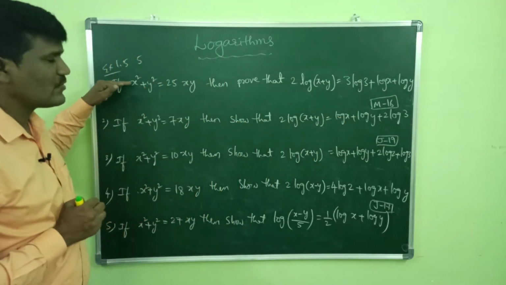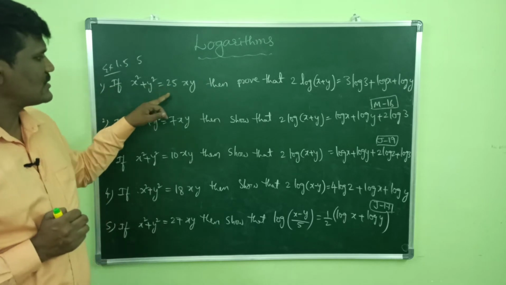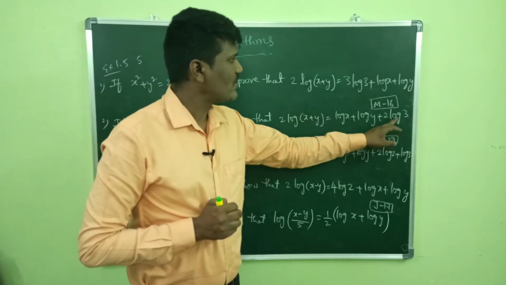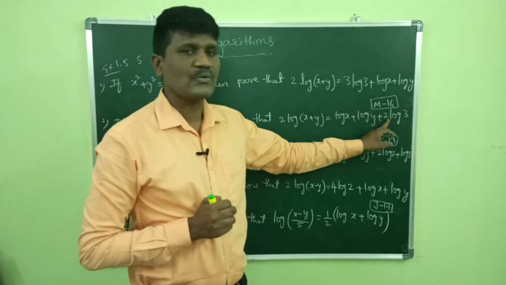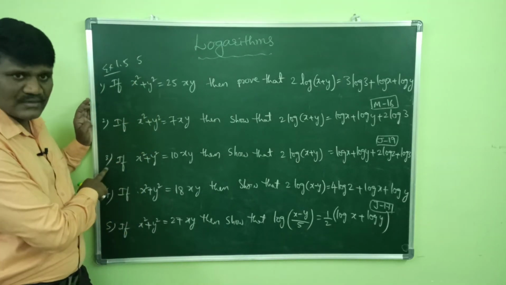Same like the 5th problem. Both are same. The only difference is, in place of 25, 7 is there. Here the left hand side is the same. Only the difference is here 3 is there, there 2 is there. Remaining everything is same. If you observe one more question, the 3rd question.